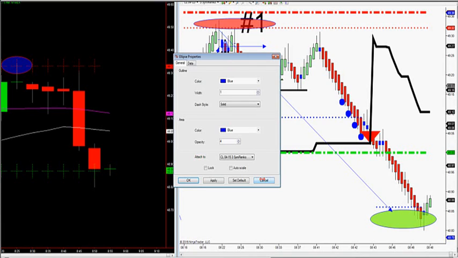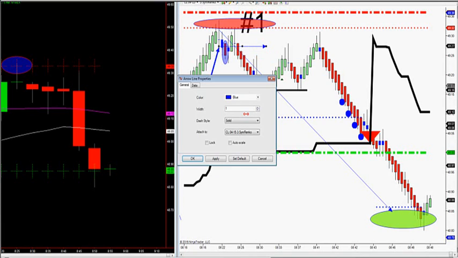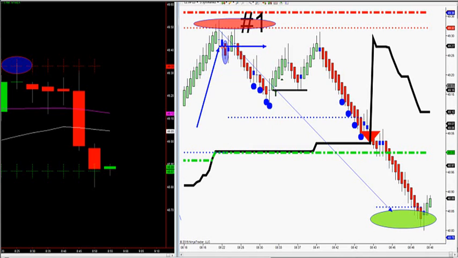You take the exact low of the plus sign or the spinning top, whichever one it is, and you draw a line under it. You must have the body of the candle closed. The body of the candle must close below. Here's the body of the candle, not the wicks.